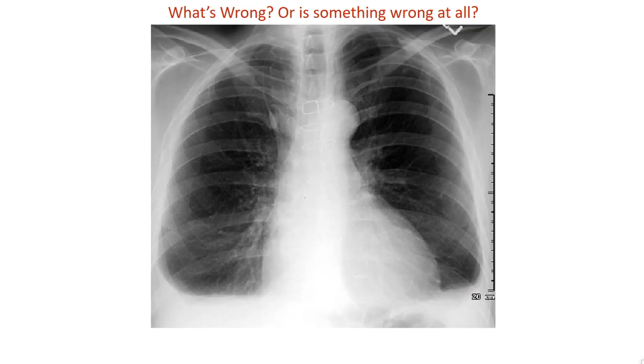Okay, so what's wrong, or is something wrong with this chest x-ray? I've given you some kind of insight. If you go back and rewind and figure out all the things I said, what did we do first? Want to check that it's midline. Yes, I see the edges of my clavicles, and I see my spinous process in the middle.